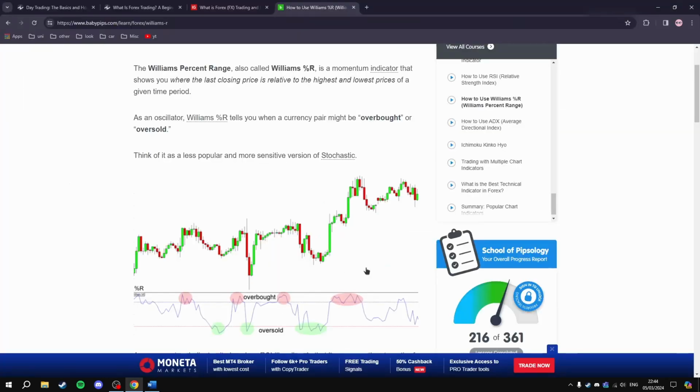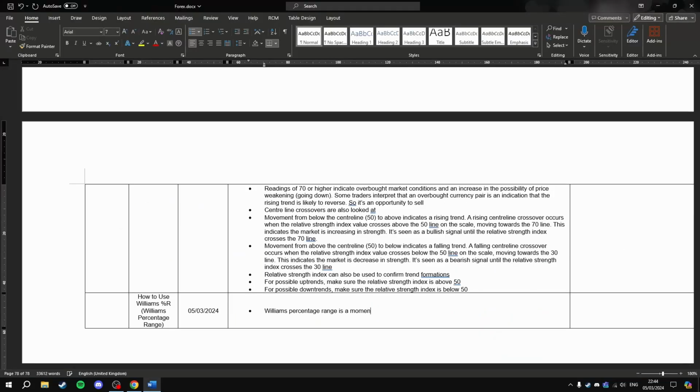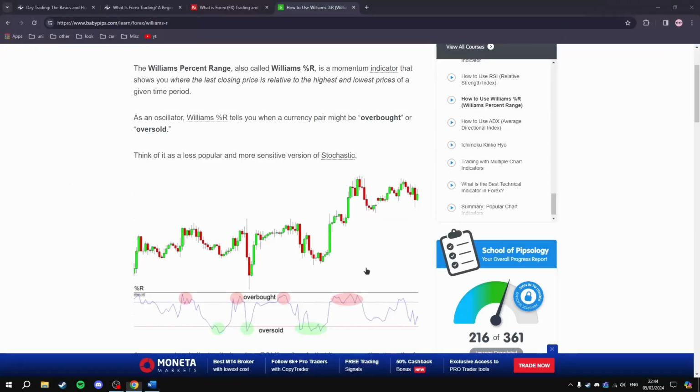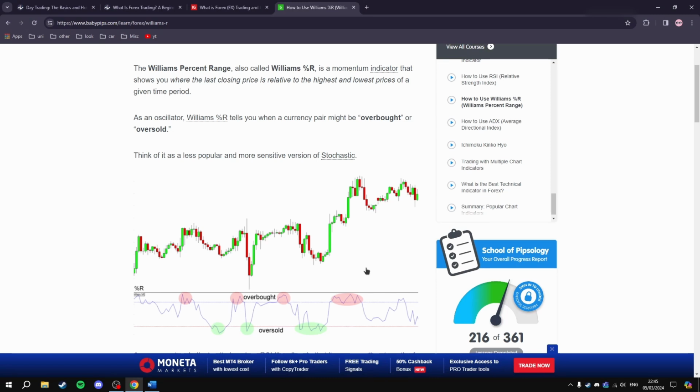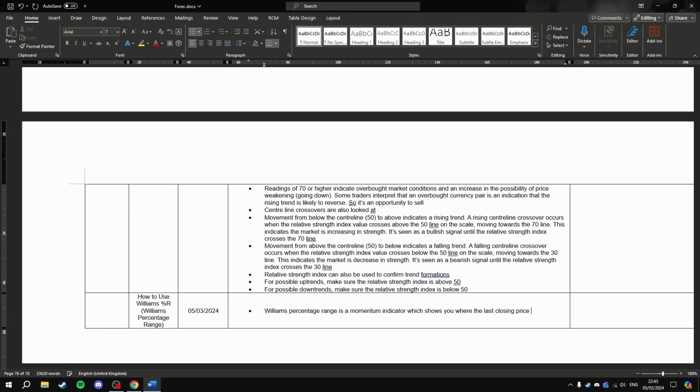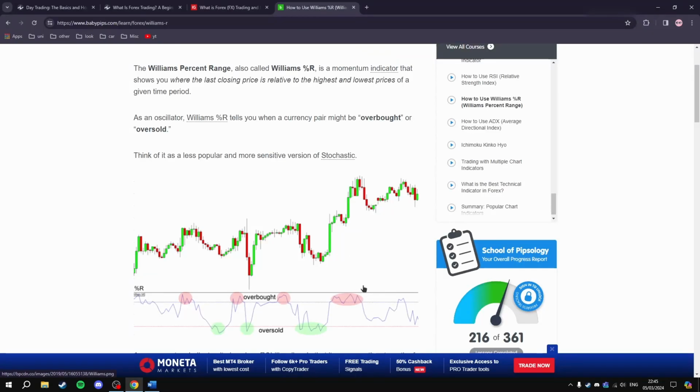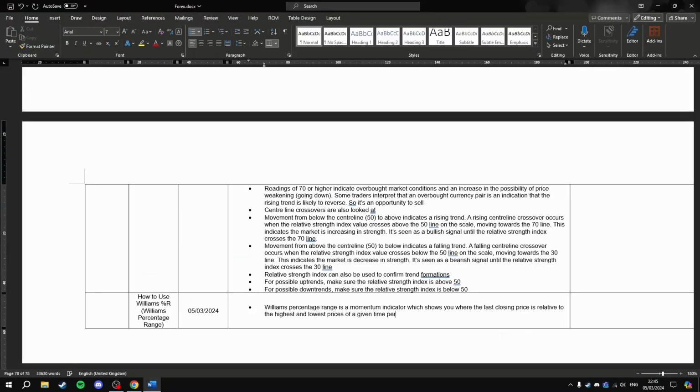Williams percentage range is a momentum indicator which shows you where the last closing price is relative to the highest and lowest prices of a given time period. So it's like a ratio then, basically.